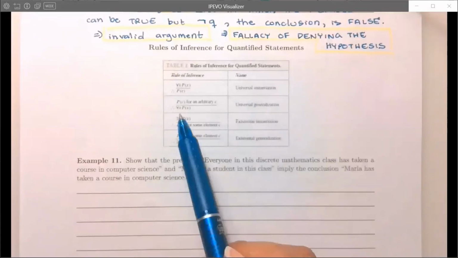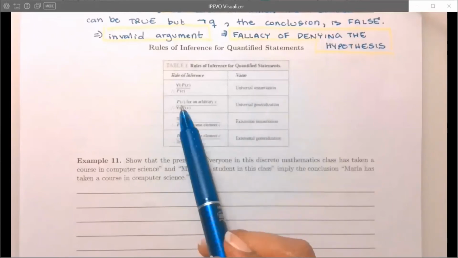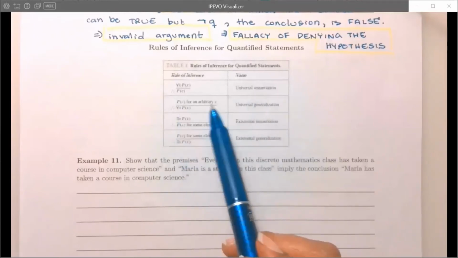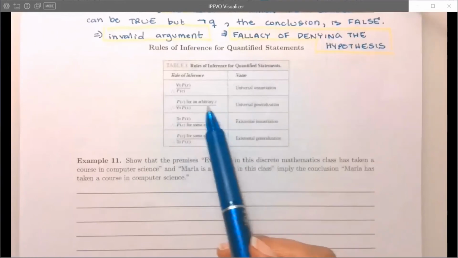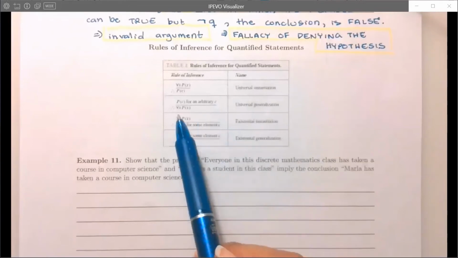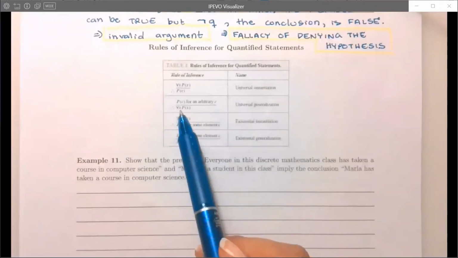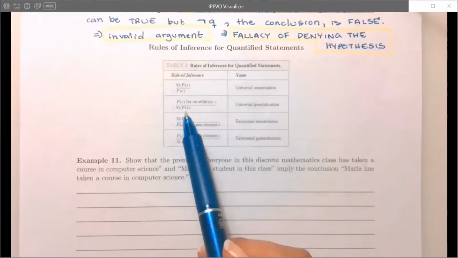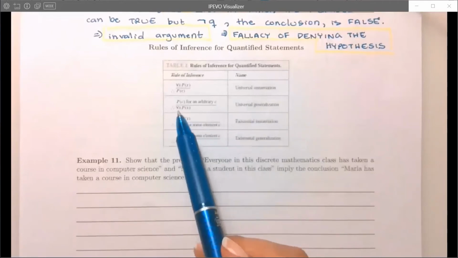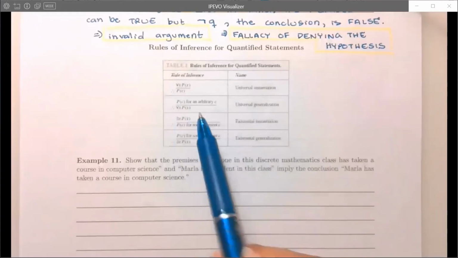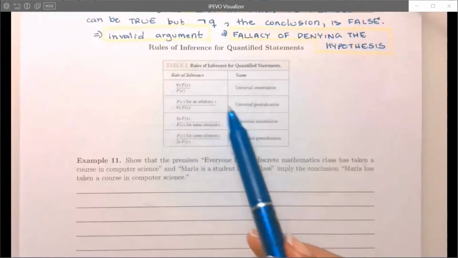If you have that P of c is true for an arbitrary element c, though, since c doesn't have anything special about it or any special conditions that it meets, then we're allowed to conclude the same thing about every element that is part of the domain, because c is an arbitrary element. So we're allowed to conclude for all x P of x, and that would be universal generalization.